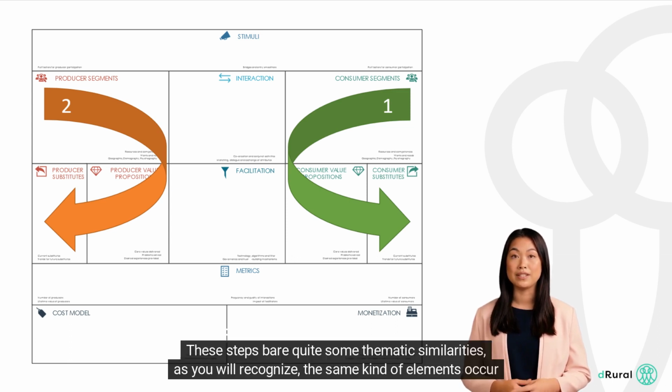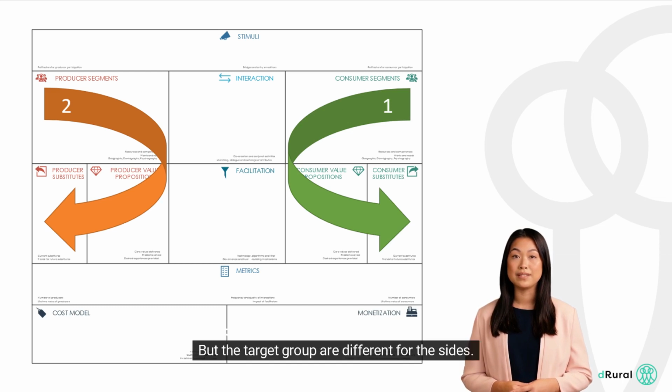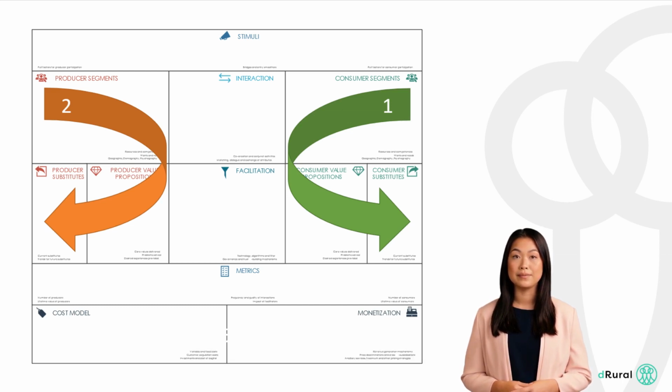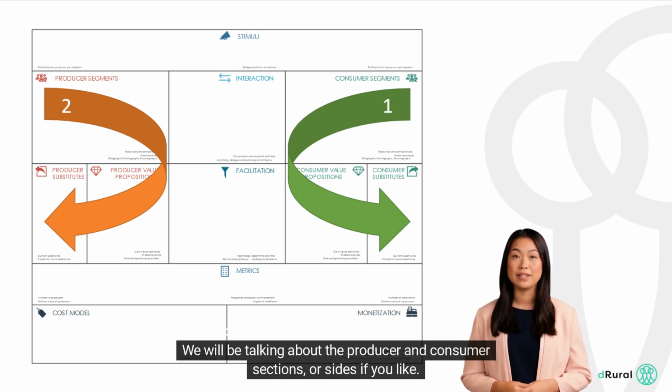These steps bear quite some thematic similarities. As you will recognize, the same kind of elements occur on both sides. But the target groups are different for the sides. We will be talking about the producer and consumer sections, or sides if you like.